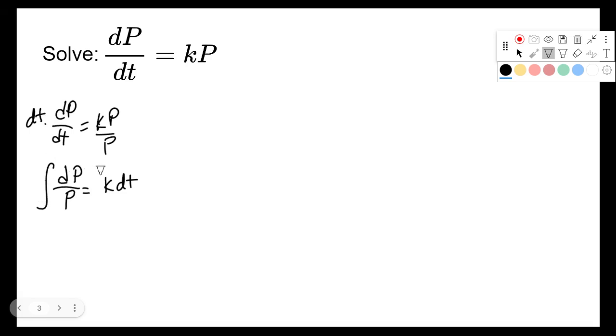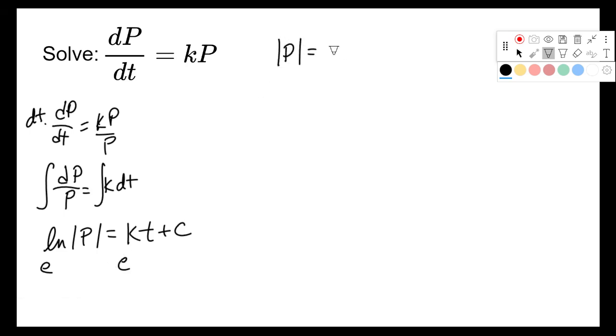So now we're going to integrate on both sides. The integral on the left, the integral of dP over P, is the natural log of the absolute value of P. The integral of k with respect to t is kt, and then we add the constant plus C. Now, our goal is to solve this for P. So to solve for P, we are going to exponentiate on both sides. We get the absolute value of P is equal to e to the kt plus C.